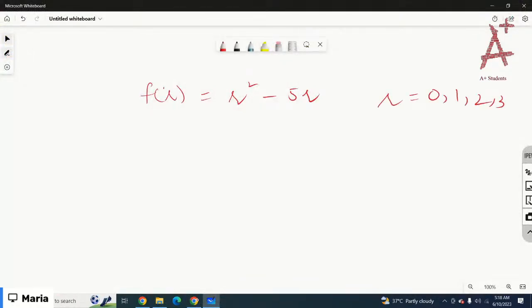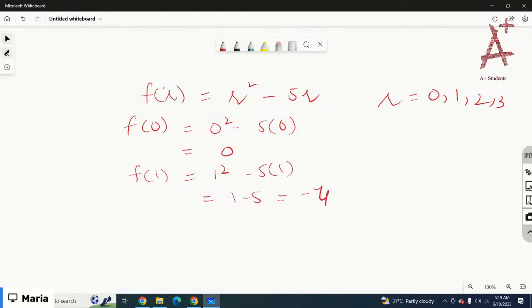So let's replace r with 0. So f of 0 equals 0 square minus 5 times 0. 0 square is 0, 0 minus 0 is 0. Then you have to do f of 1, that would be 1 square minus 5 times 1. So it would be 1 minus 5, that equals -4. Got it?